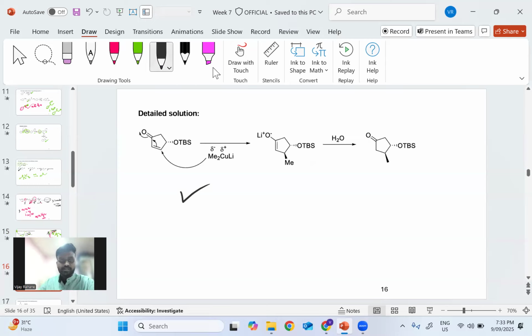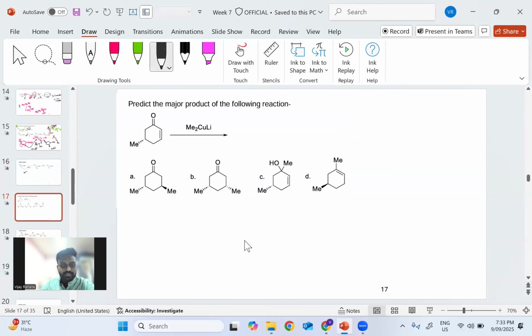All right. So we'll take some more similar questions. These questions are similar to your assignment questions. Another question, which again I don't think needs to be explained in more detail. Here you are given a compound which has the methyl group directing downward, and obviously you are given the copper lithium complex.